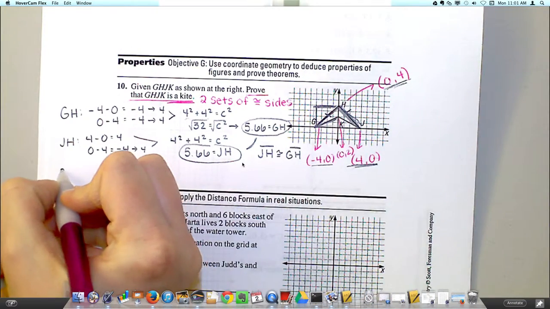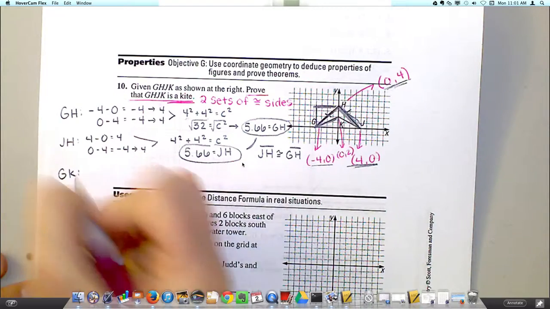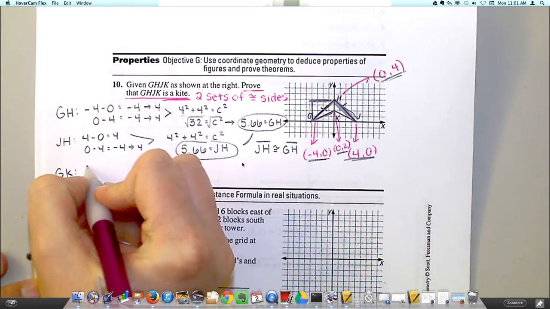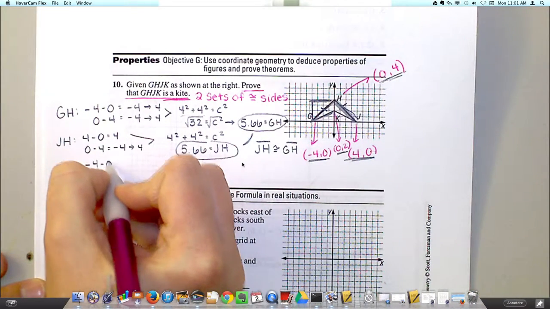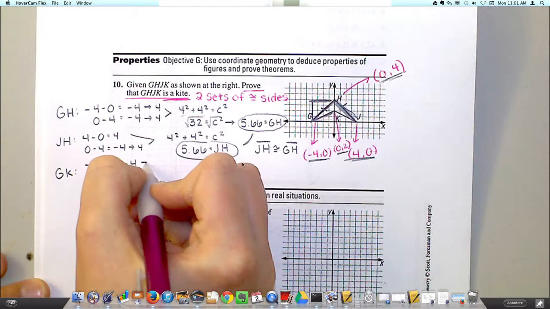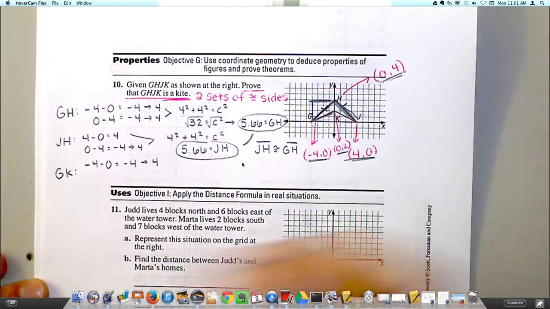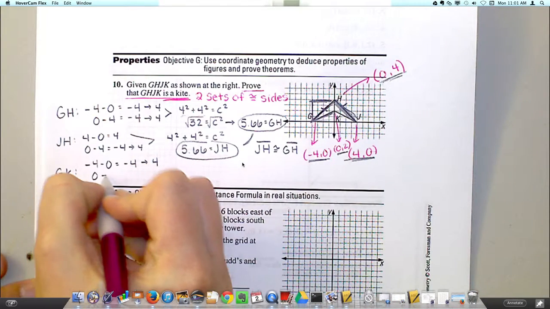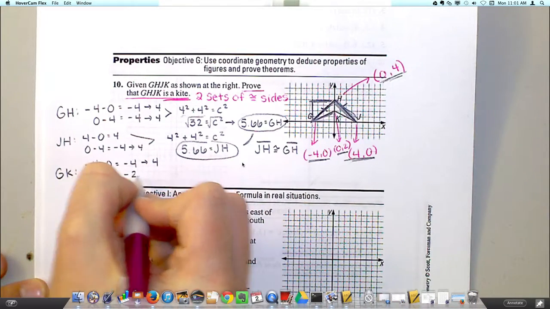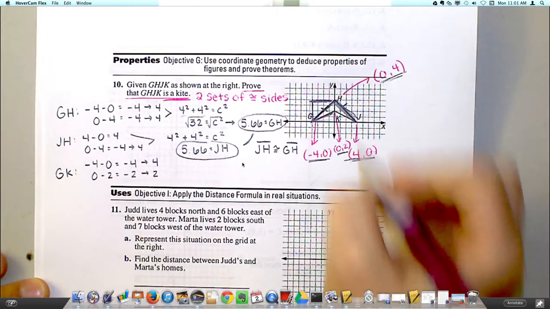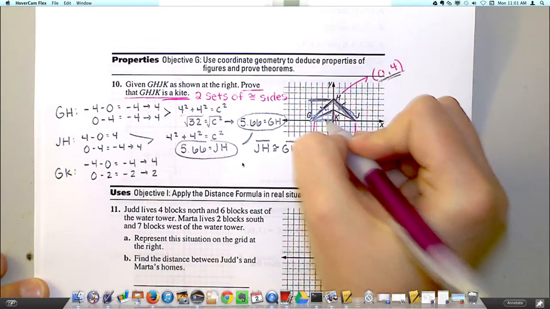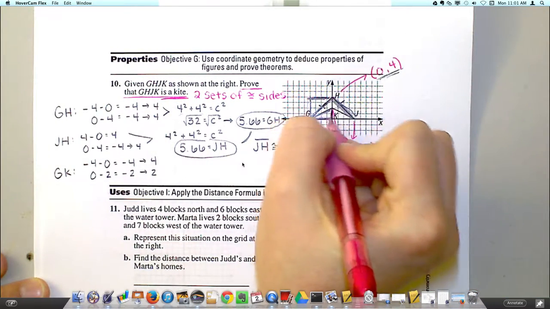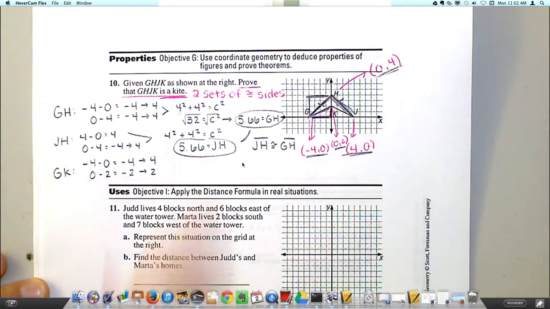my triangle for me. So GK would be, let's see, here's G and here's K. So negative 4 minus 0 is negative 4, which I'm going to treat as just a 4. And for my y's, 0 minus 2 is negative 2, which I'm going to treat like a 2. Because when I build this triangle, it's hard to see, but the length of this side would be 2 and the length of this side would be 4. That's where these numbers come in.